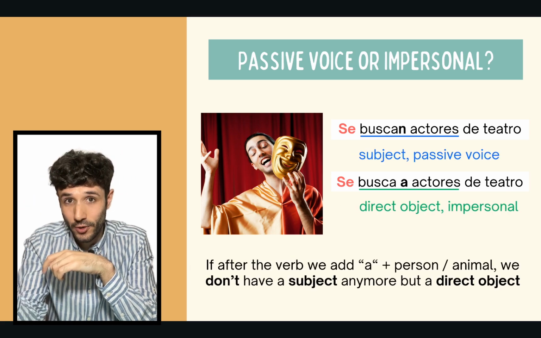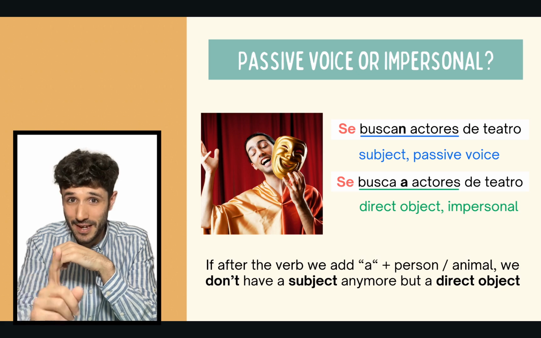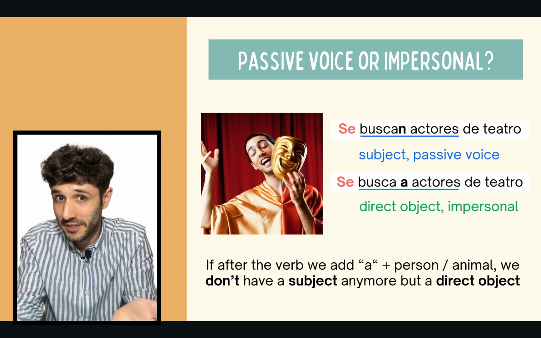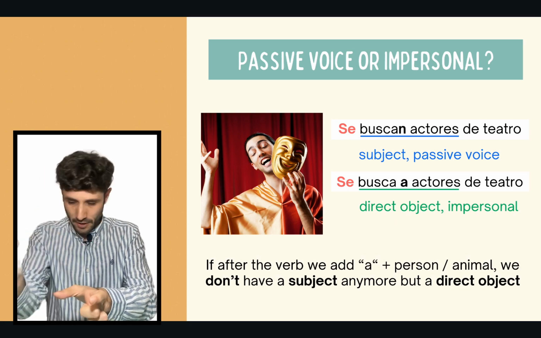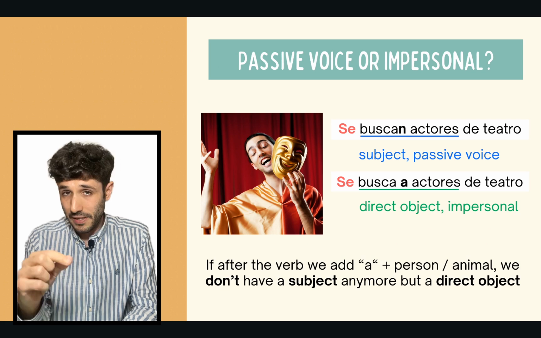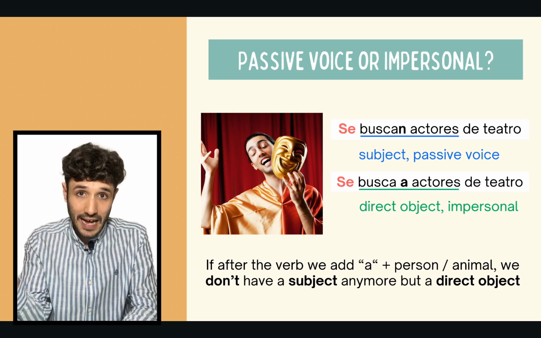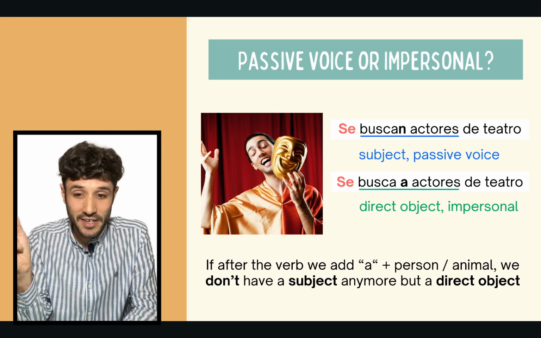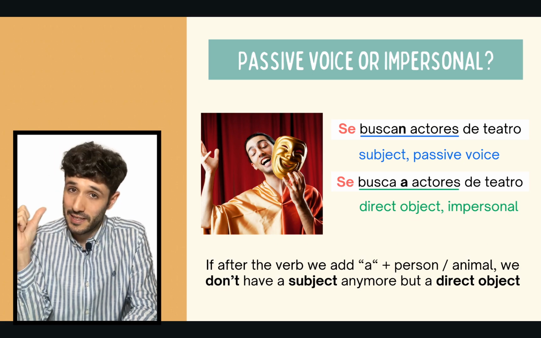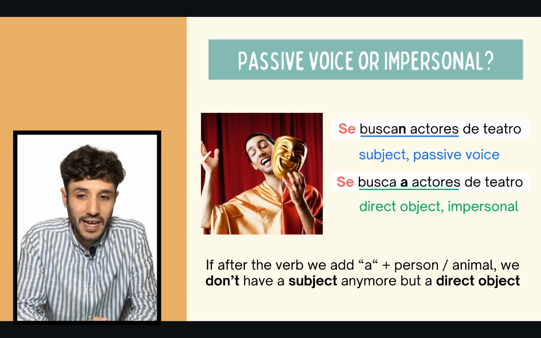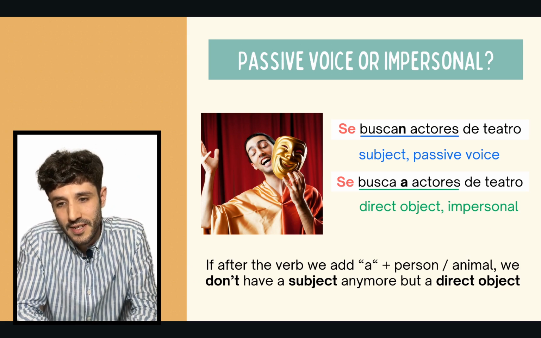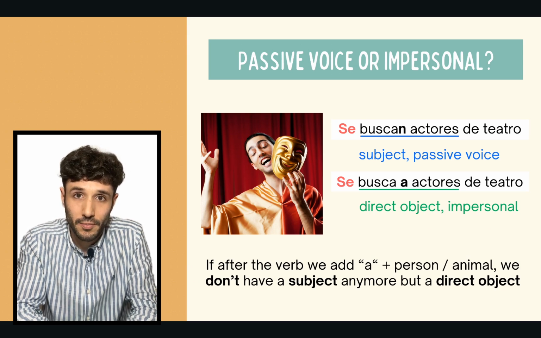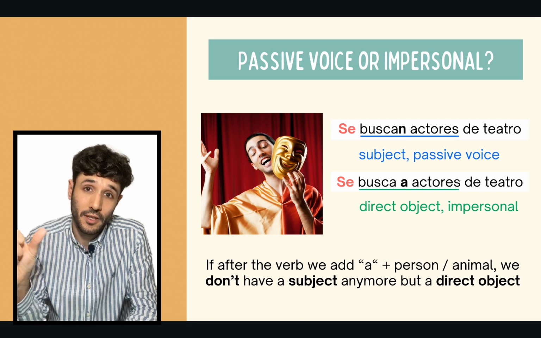Because actores is not the subject, it's the object, the direct object in this case, okay? If after the verb, the noun that comes after, we add "a" plus a person or an animal, this is not the subject anymore, it's the object, normally the direct object. So, "se busca a actores," when adding "a," becomes an impersonal sentence, and busca does not conjugate, because the verb conjugates with the subject and not with the object.